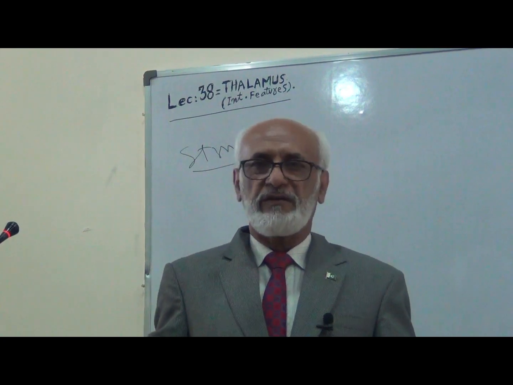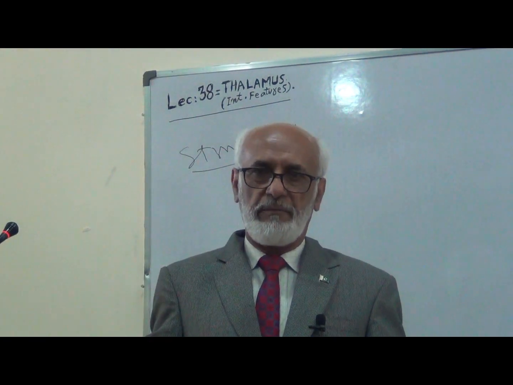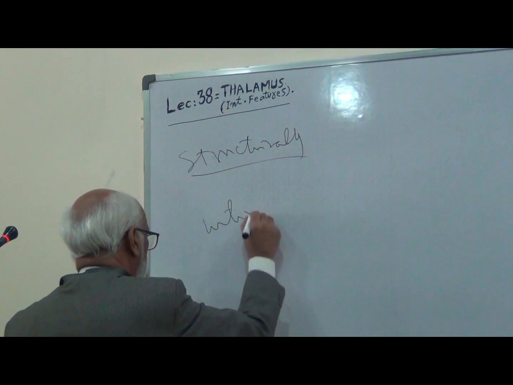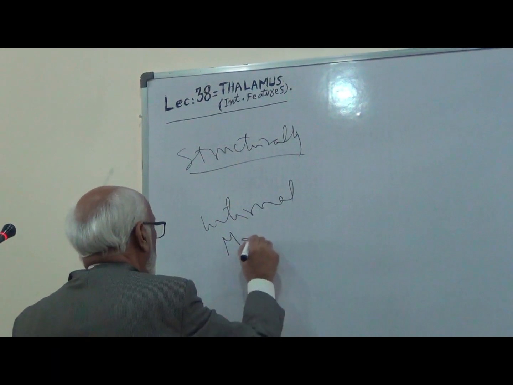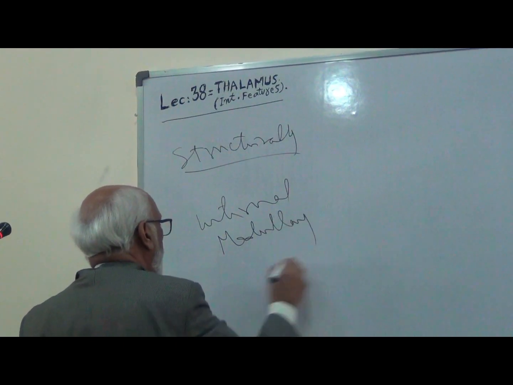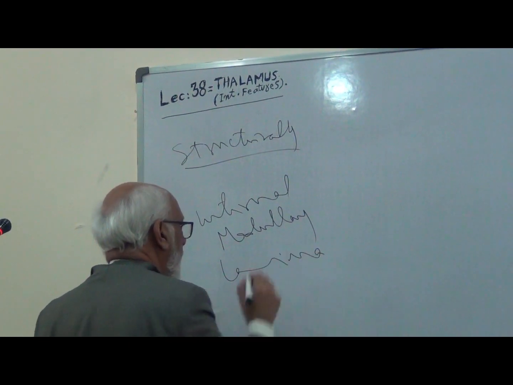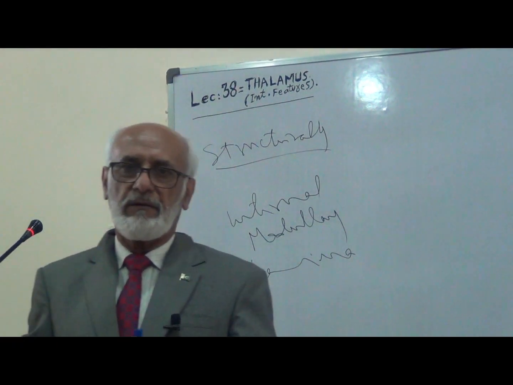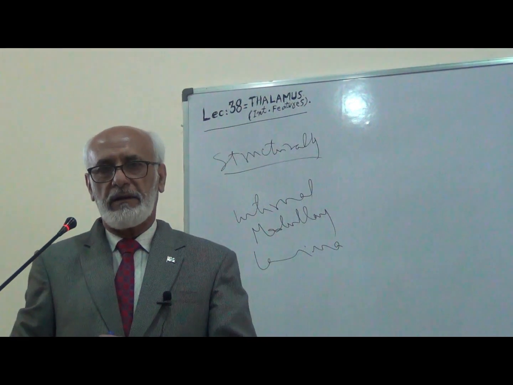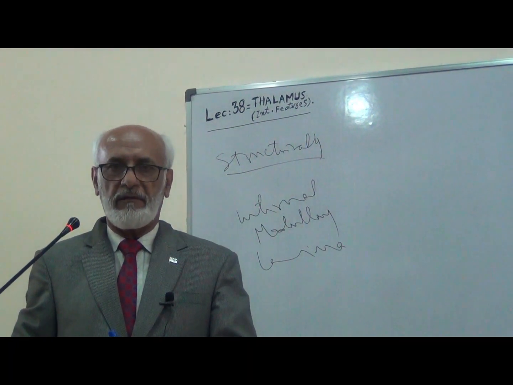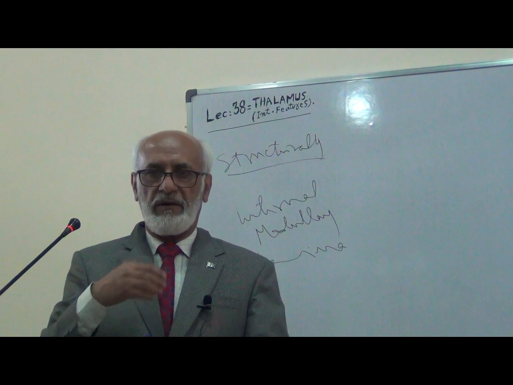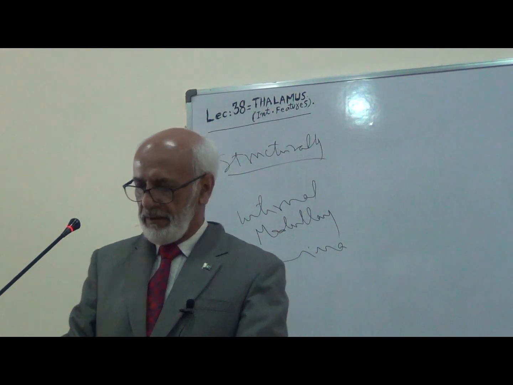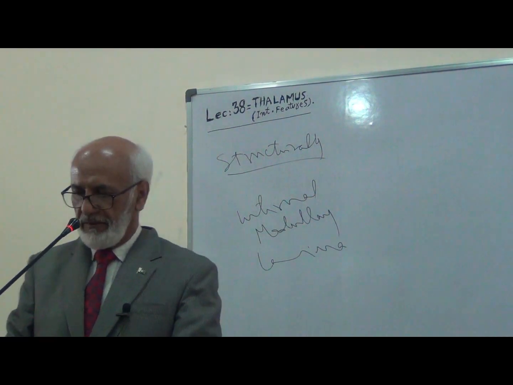But inside this gray matter is divided into three parts by the internal medullary lamina. Internal medullary lamina is the only white matter embedded in the gray matter of the thalamus. It is a Y-shaped mass of white matter inside the thalamus.